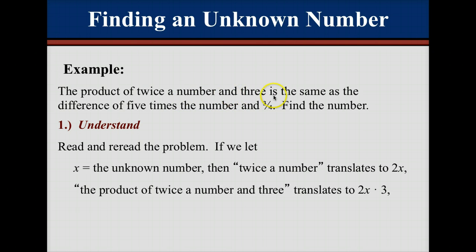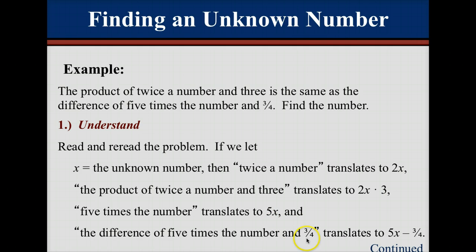And 3. So the product of twice a number and 3 means that we're going to multiply 2x times 3 is the same as the difference. So we're going to be subtracting 5 times a number, which is 5x, and 3/4. So the difference between 5x and 3/4. So take a note. We have twice a number, the product of twice a number and 3, and we have the difference between the 5 times the number and 3/4.